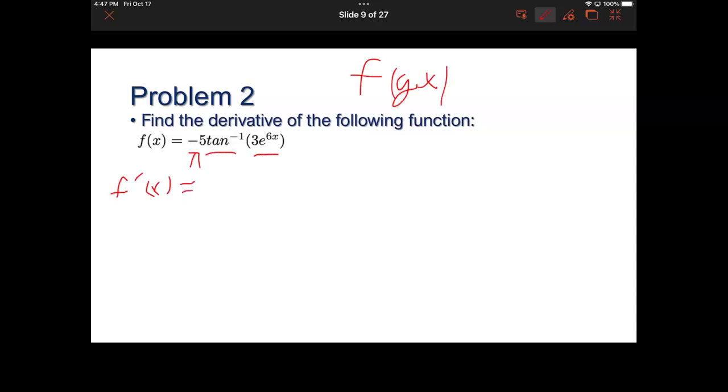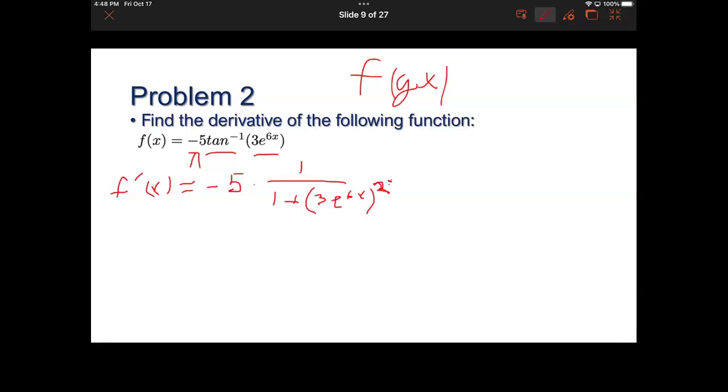is equal to -5 times the derivative of tangent inverse, which is going to be 1 over 1 plus the inside function squared. It's going to be 3e to the 6x, multiplied by the derivative of, oh, I forgot a squared. That's supposed to be a 2. I apologize. Multiplied by the derivative of our inside function.